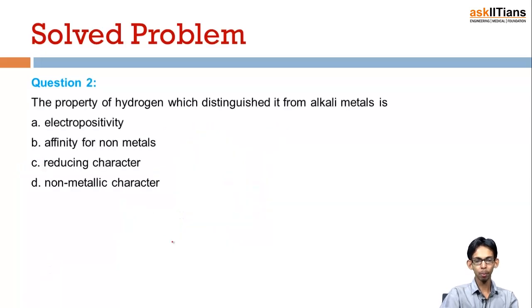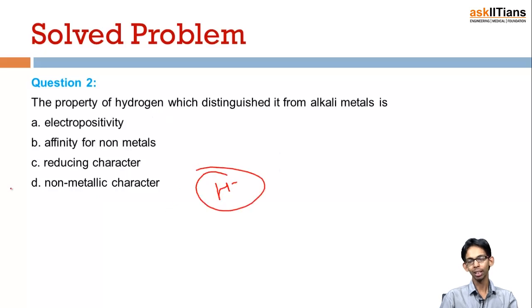Next, the property of hydrogen which distinguishes it from alkali metals is actually non-metallic character. All the alkali metals are metals, while hydrogen is not a metal, it shows non-metallic character. So D is the correct option.